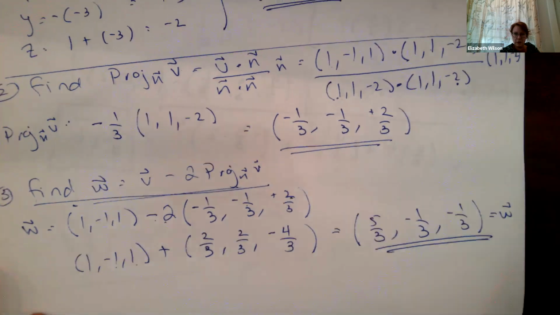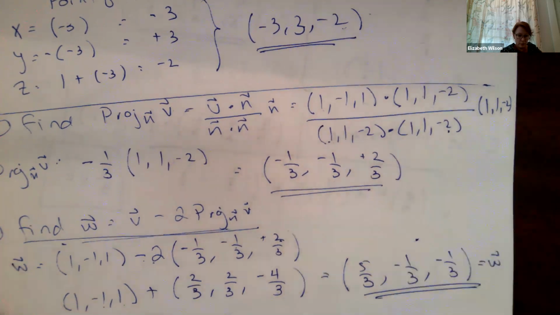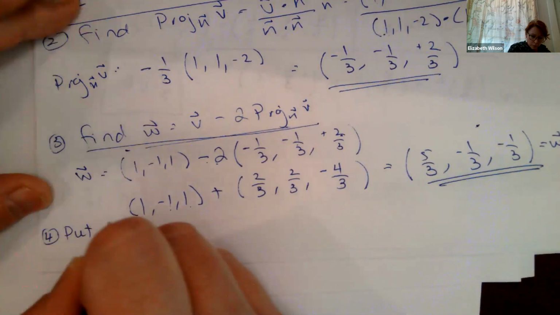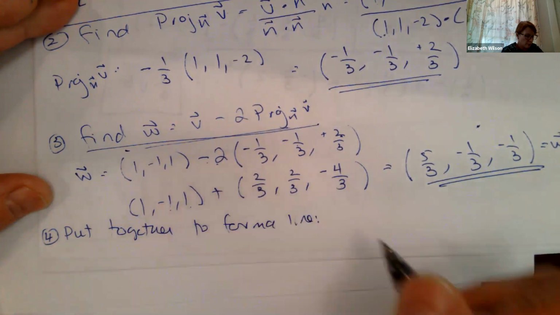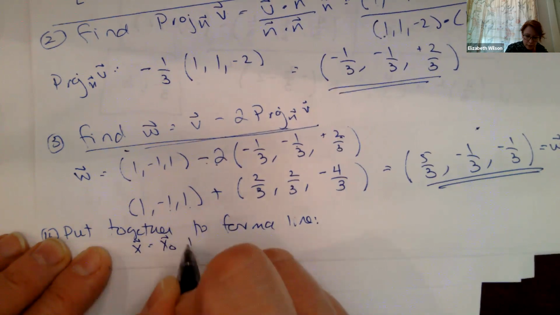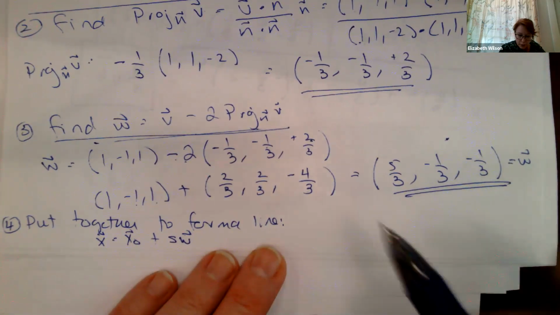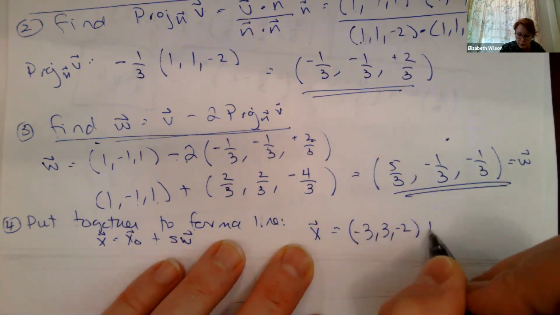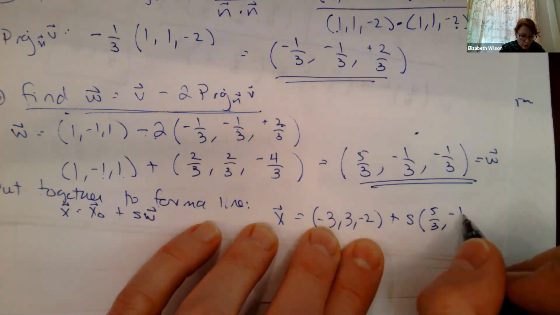Now I have the point of intersection, and I have my vector. Now I can put these together to form a line. I'm going to use my vector equation: x bar equals x naught plus, we'll call it S times W. S is a different parameter because T was used on our incoming line. So x bar equals my point of intersection, minus 3, 3, minus 2, plus my parameter S times my reflected vector, 5/3, minus 1/3, minus 1/3.